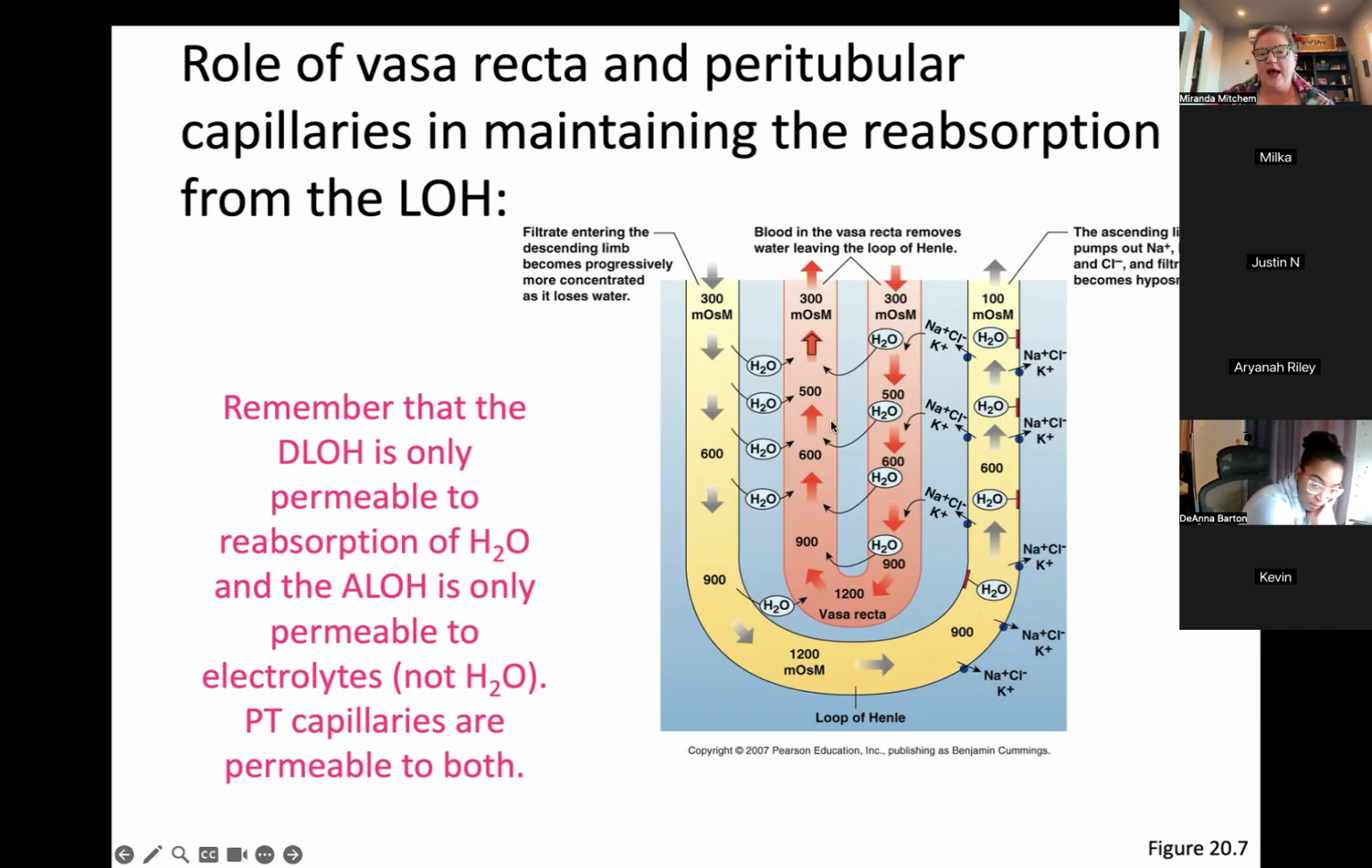And peritubular capillaries have no selection on what's being reabsorbed into them. It doesn't matter. They can reabsorb ions and water across the whole length of them.